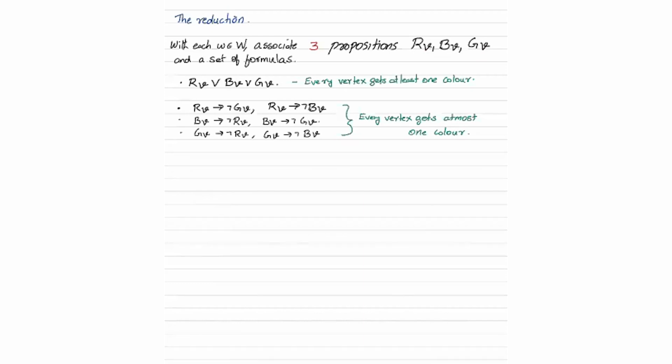So for every vertex, you associate 3 propositions, which are red, blue, and green. And you have a set of formulas. You want to encode the fact that every vertex gets a color. It has to be exactly one color. So here is a formula which says that every vertex gets at least one color. This is a disjunction of these propositions, R_V or B_V or G_V, so this will ensure that every vertex gets at least one color. And you can write a bunch of formulas which ensure that every vertex gets at most one color. For instance, you can say R_V implies not G_V, and R_V implies not B_V. So if your vertex is colored with red, then you cannot color it with green, and you cannot color it with blue.